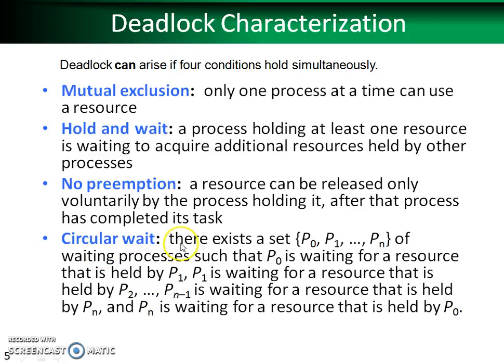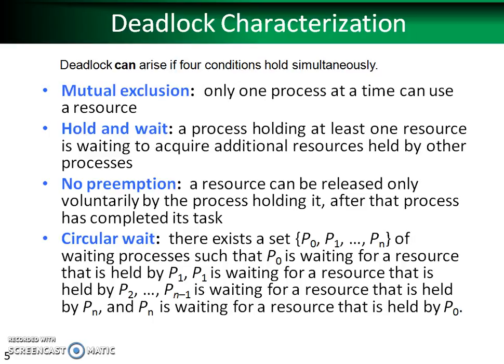Next, circular wait. Circular wait is a similar kind of condition to hold and wait, where you will have n number of processes, from P0 to Pn. Each process waits on another: P0 is waiting for a resource that is held by P1, so there will be a cycle. P1 is waiting for a resource that is held by P2. Similarly, Pn minus 1 is waiting for a resource that is held by Pn, and Pn is waiting for a resource that is held by P0. Everyone is holding a resource and waiting for another resource. So this also leads to deadlock, because ultimately there is no progress.